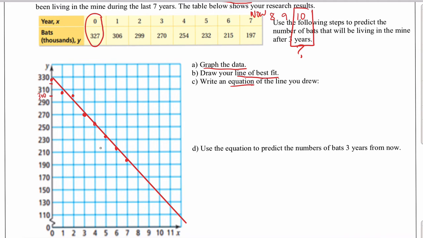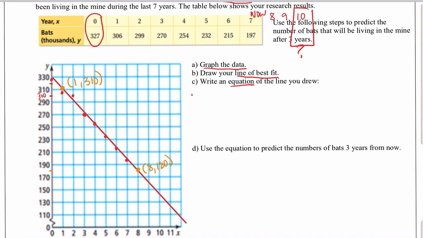So I'm looking for easy ones. Like this would be an easy point because it would be exactly 6, exactly 210. This one looks pretty close to about 310. So this one is 1, 310. And I'll find a point way over here. There's not a lot of good easy points here. This one looks about halfway though between 170 and 190, so I'll call that 180. That's 8, 180. So I'm going to find my slope between those 2 points.